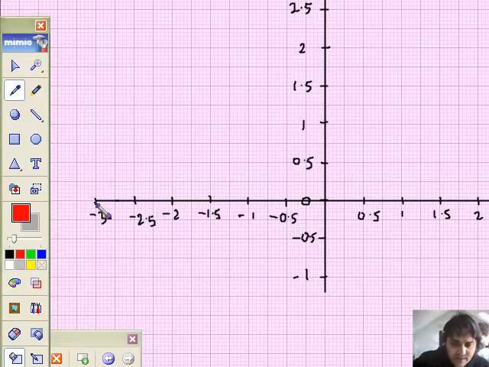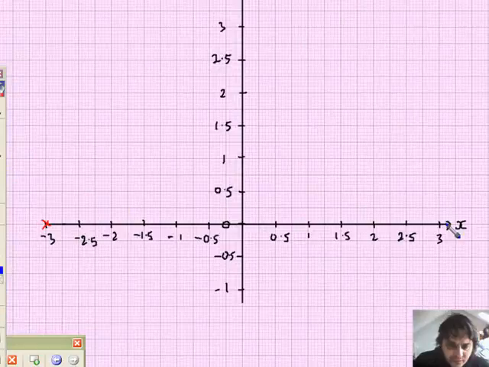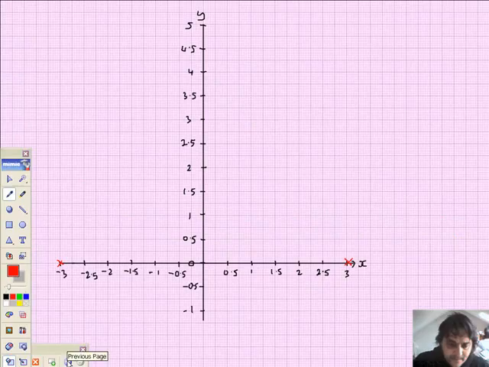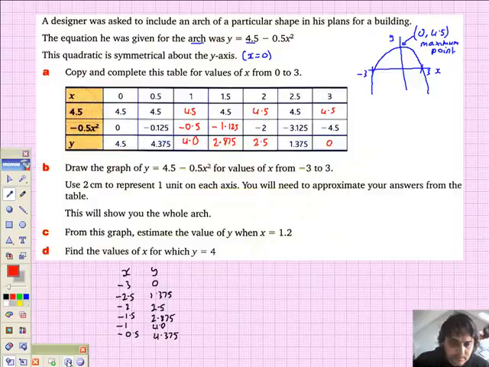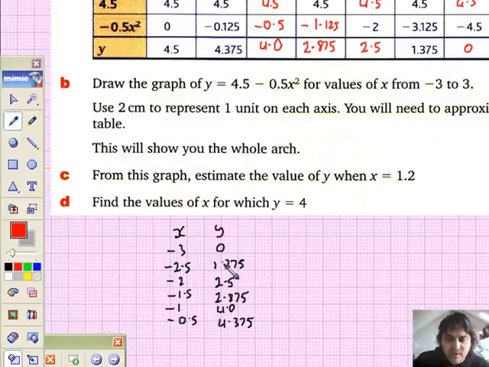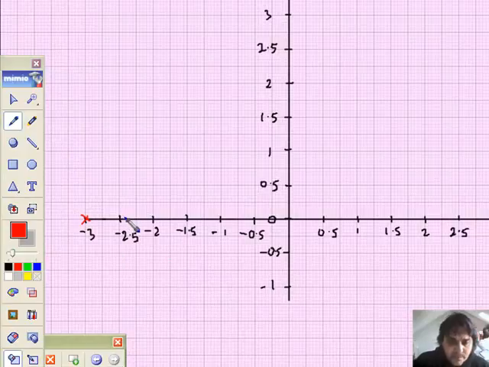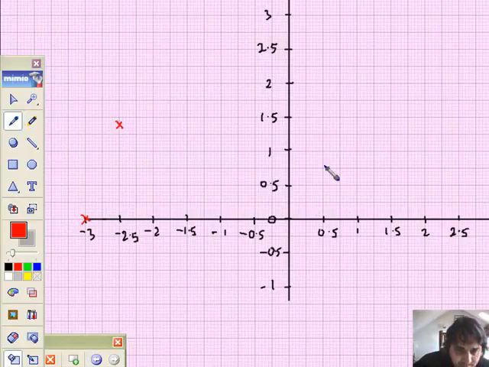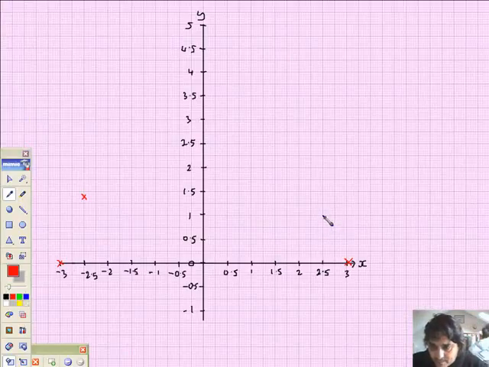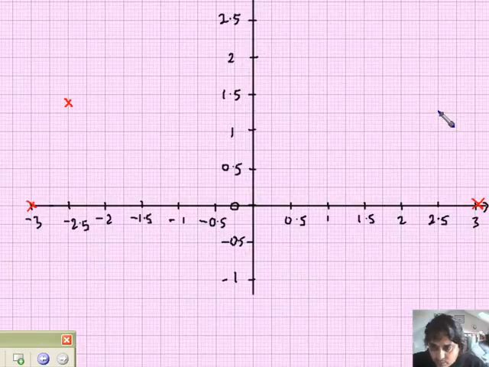Let's work in red. -3, 0 is there, and I know I've got 3, 0 that works, so I may as well put it in there now. I've got -2.5. I've got 1.375. Well, I'll have a go. 1.25, 1.3. I'm going to call it 1.4. Therefore, I'm going to plant it right there. 2 squares down from 1.5 is 1.4. So I'm going to plant that right there as well.